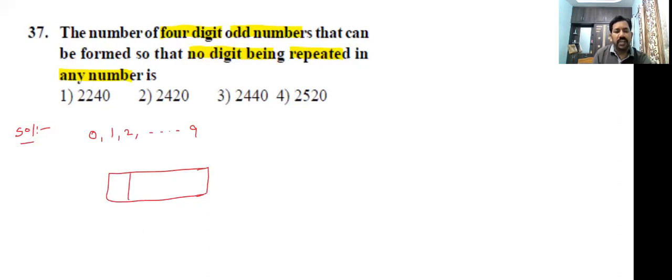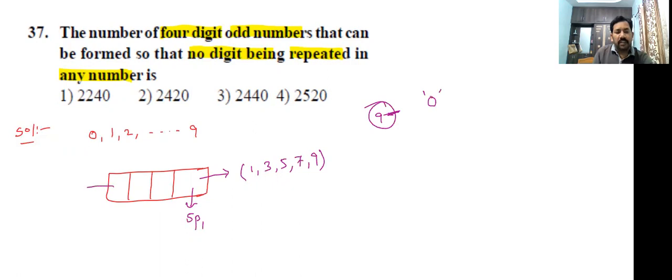a 4-digit odd number. But we know the condition: the unit place can be filled with odd numbers. What are the odd numbers? 1, 3, 5, 7, 9. There are 5 odd numbers that can be filled in the unit place. That is 5p1. Out of 10 digits, 1 digit is completed. The remaining 9 digits are there. But out of 9 digits, 0 is there.